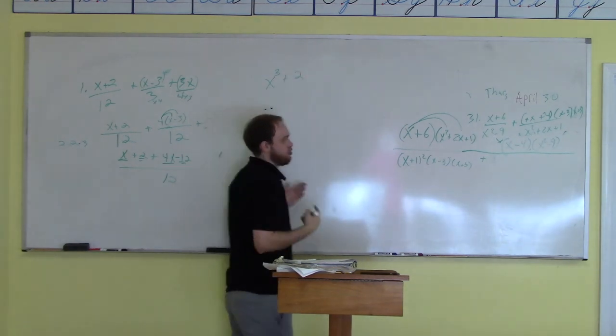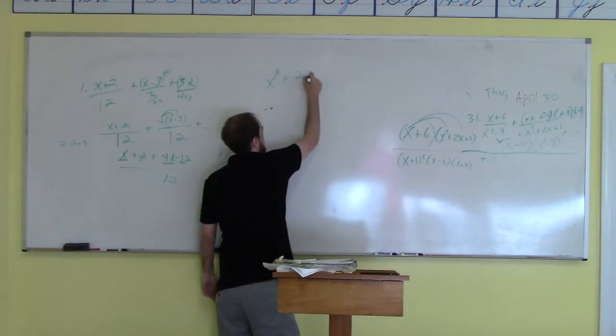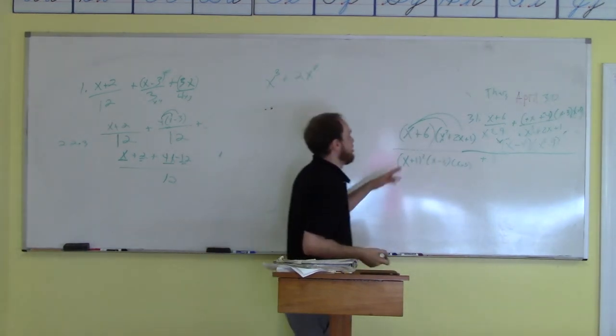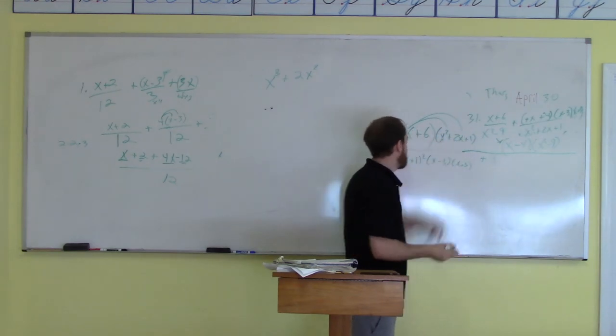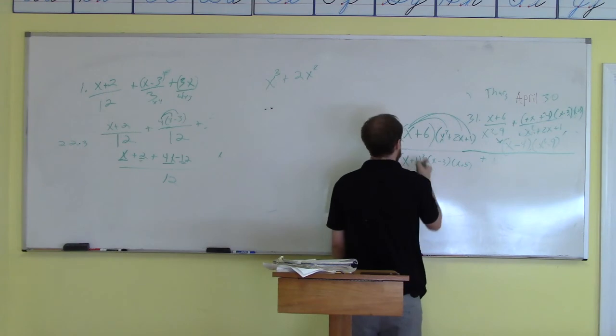1 times 2 is just 2. But then you have to do the x times the x, so you add the exponents. So that would be 2x squared. Then we have to do the x times the 1, and so the x times the 1 would just be a plus 1x.